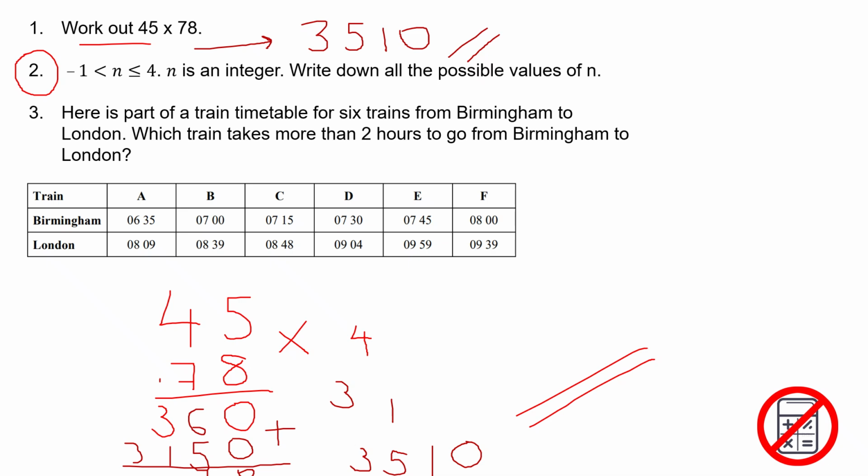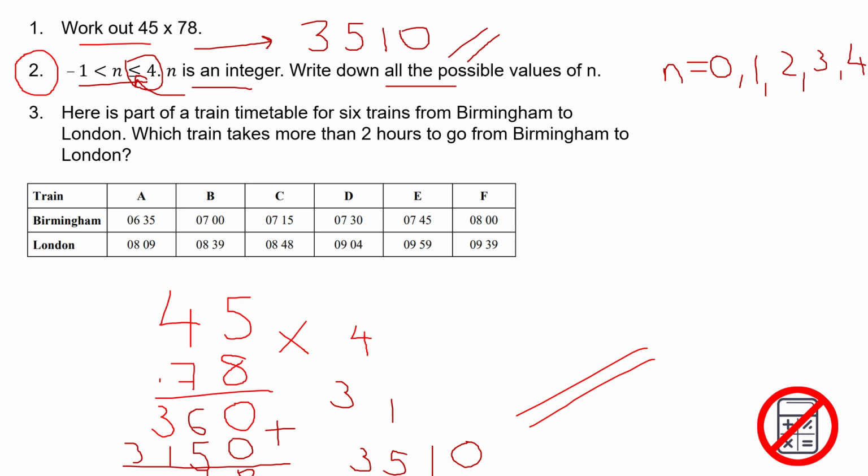Question 2, we've got a double inequality. n is greater than -1 and less than or equal to 4. n is an integer. Write down all the possible values of n. So n can take the numbers, integer meaning whole numbers, positive, 0 and negative: 0, 1, 2, 3 and 4 inclusive. It's not including -1 because it's greater than -1, but it's less than or equal to 4, so it includes 4 as well, because I've got that line there for less than or equal to 4.